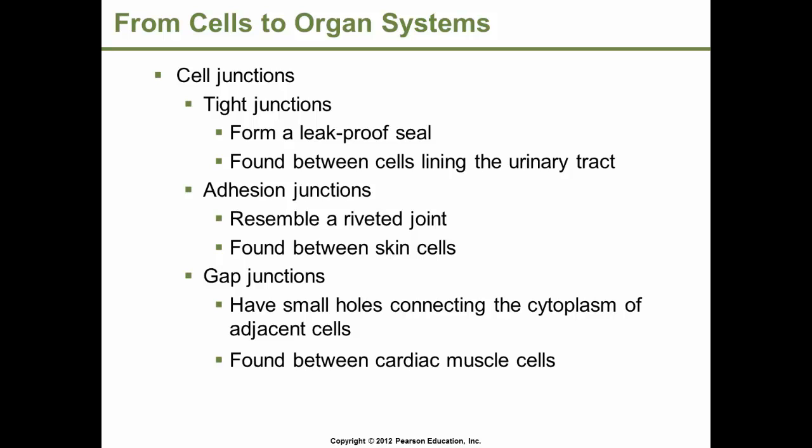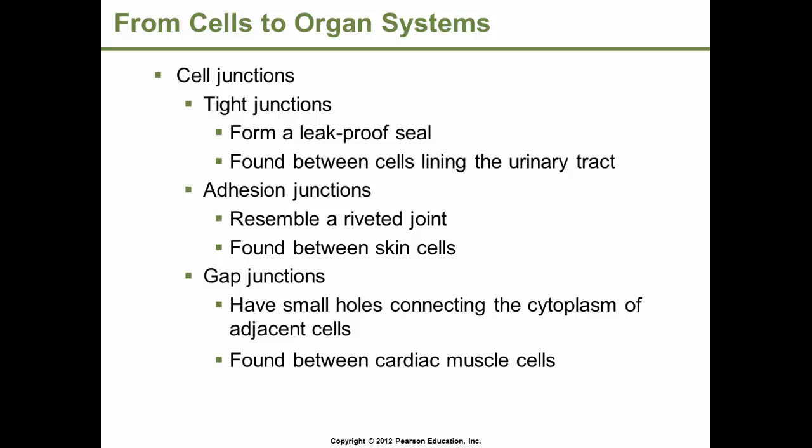Adhesion junctions resemble a riveted joint and are found between skin cells that stretch. Adhesion junctions hold cells together despite stretching. The plasma membranes of adjacent cells do not touch, but are bound together by intracellular filaments. These are found in tissues that are often stretched, such as the skin, the heart muscle, and the uterus.